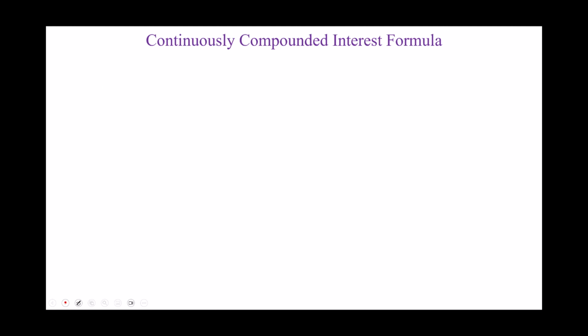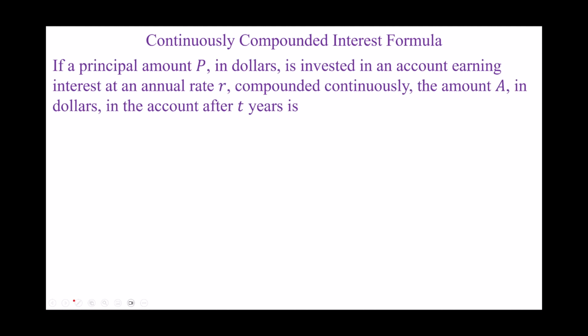Now, what if we do the same problem, but with continuously compounded interest? So continuously compounding means instead of 12 times a year, or every day, which would be 365 times a year, or every second, etc., we just compound continuously. So the number of times a year we're compounding approaches infinity, would be one way to say that. Then this is the formula that we're going to use. So A equals P e to the RT.